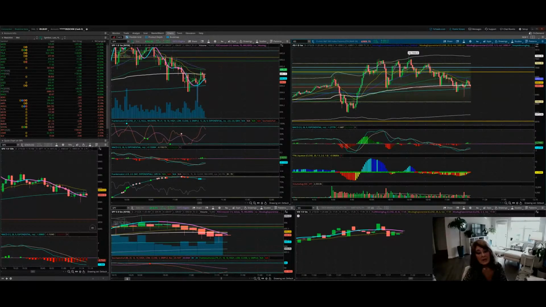Let's see if we can get just a little bit lower. We only need a couple of points. So far, they haven't recovered the VWAP, so that's good news for this trade. Down to 7. Come on now, let's go. There we go, that's better.